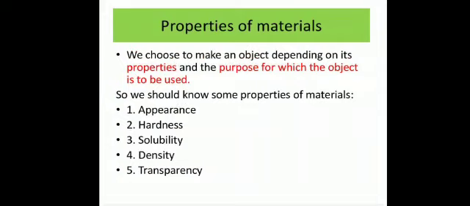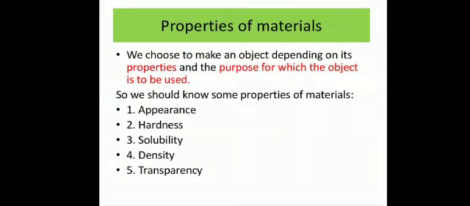For example, we make tumblers of materials such as glass, plastic, steel. Why? Because all of these materials have the property of holding water or other liquids. We cannot make a tumbler out of a piece of cloth or paper because a piece of cloth or paper cannot hold water. Water will just leak out of the piece of cloth.